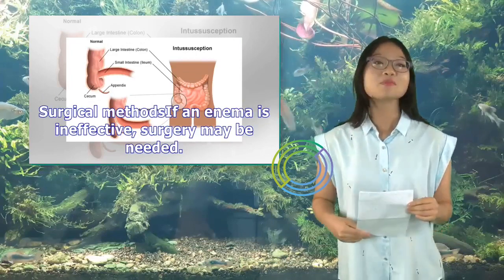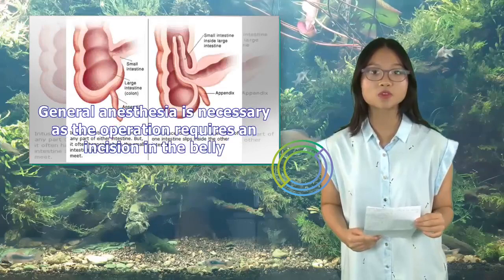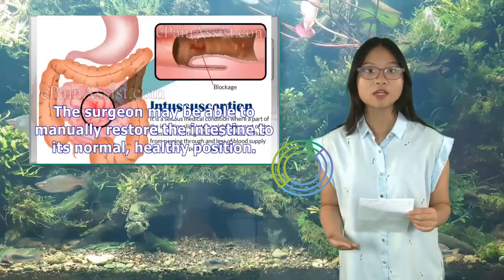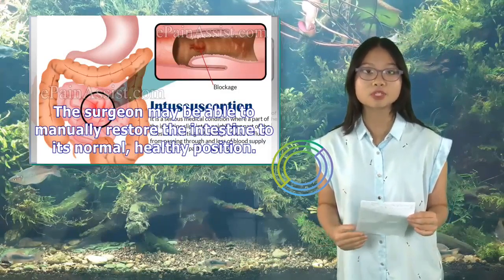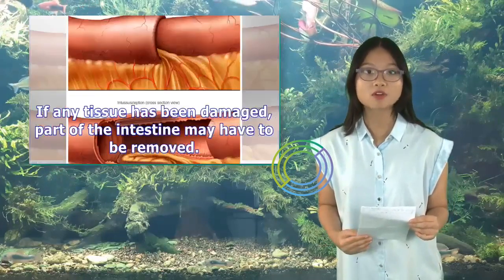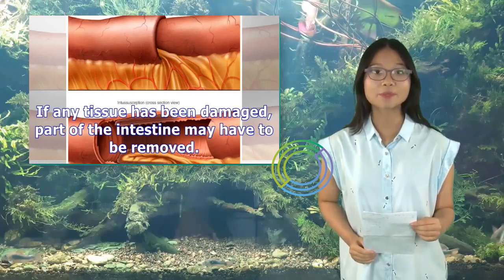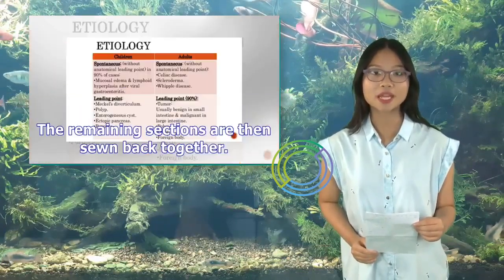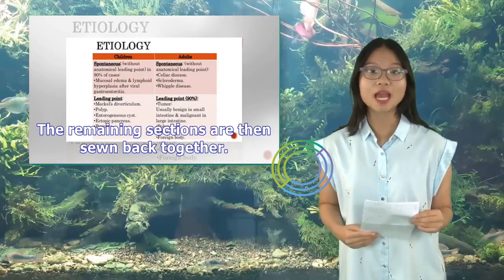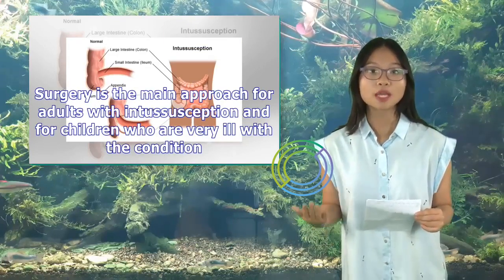Surgical methods. If an enema is ineffective, surgery may be needed. General anesthesia is necessary as the operation requires an incision in the belly. The surgeon may be able to manually restore the intestine to its normal, healthy position. If any tissue has been damaged, part of the intestine may have to be removed. The remaining sections are then sewn back together. Surgery is the main approach for adults with intussusception and for children who are very ill with the condition.